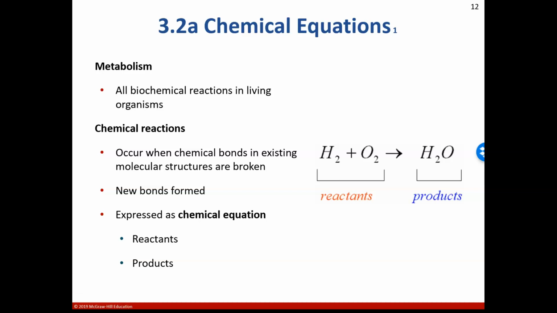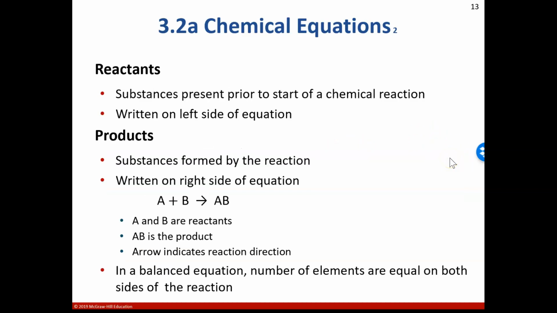When we discuss our chemical reactions, we know that it is going to take place when our chemical bonds in existing molecular structures are broken and new bonds are formed. So we could see this here in this chemical reaction. We have our reactants on the left side and our products on the right side.